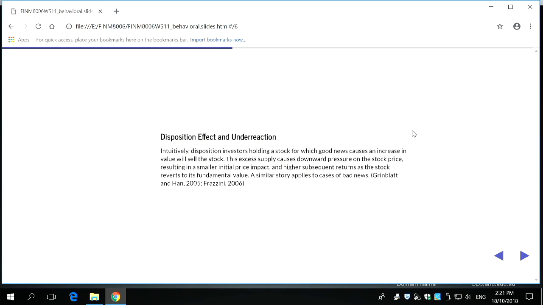Now let's see the disposition effect, because we talk a lot about it. What does that mean? It means that if you have a gain, you're more likely to sell your stock. If you have a loss, you are less likely to sell your stock. So investors are more likely to hold a stock for which good news causes an increase in the valuation.